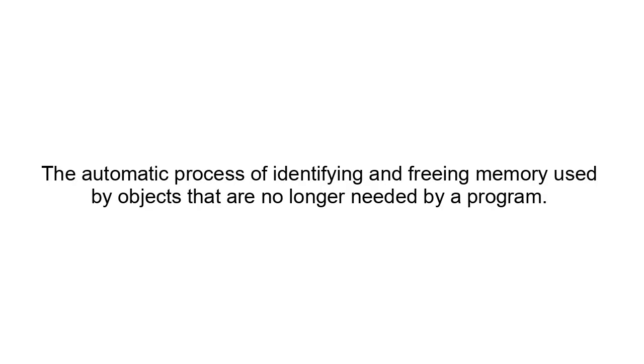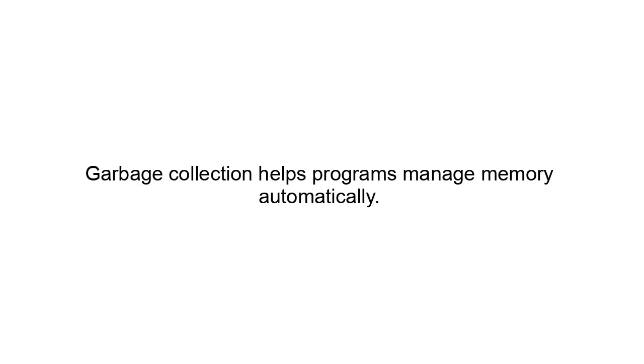Simple definition. Garbage collection: the automatic process of identifying and freeing memory used by objects that are no longer needed by a program. Final summary.